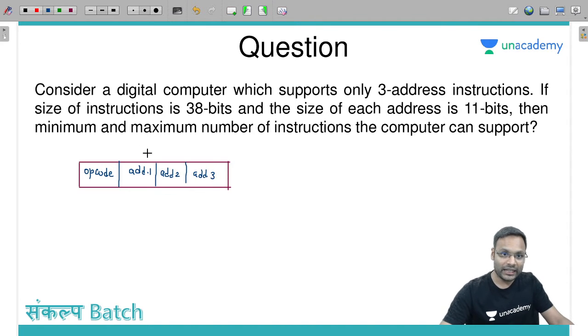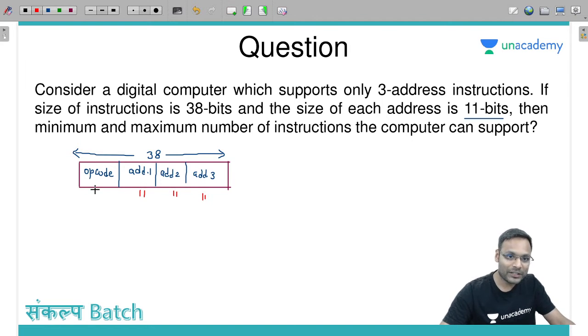Next, a 38-bit instruction. Each address is of how many bits? 11 bits. If 11 bits here, 11 bits here, 11 bits here, how many bits for opcode then? 11 plus 11 plus 11 is 33, remaining 5 bits. So if the opcode is 5 bits, using 5 bits maximum, how many opcodes can you have?